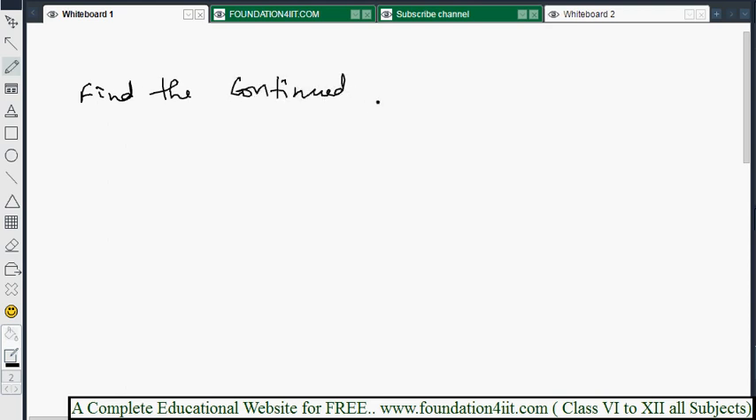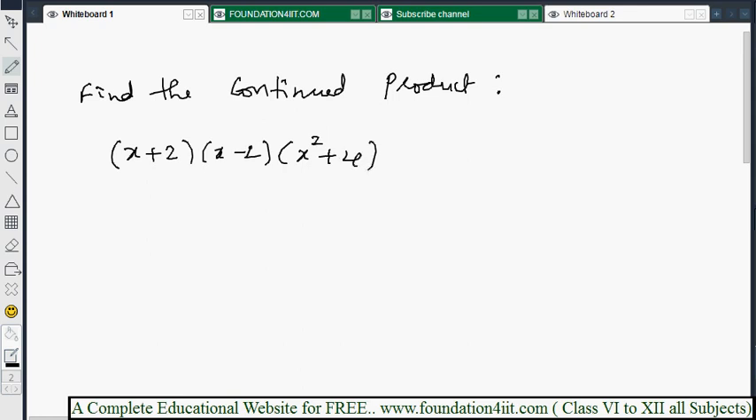So when you give more than two expressions, you will see a continued product of this. Find the continued product of, now the question is, (x + 2) into (x − 2) into (x² + 4). If you observe the first two expressions, (x + 2) into (x − 2), that is an identity, that is x² − 2². And the third expression is x² + 4.